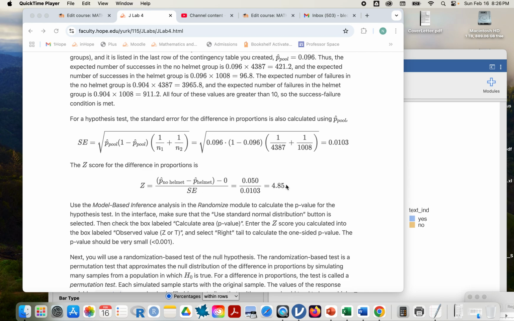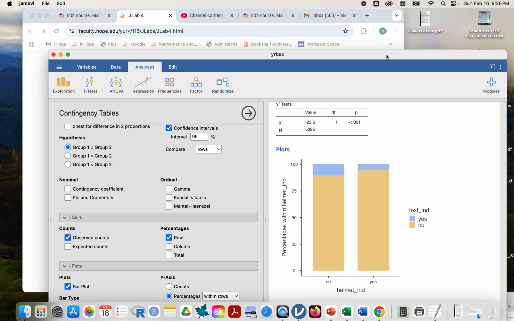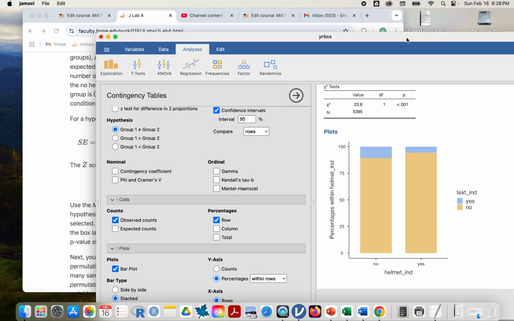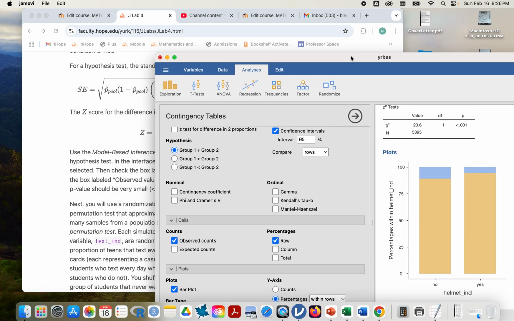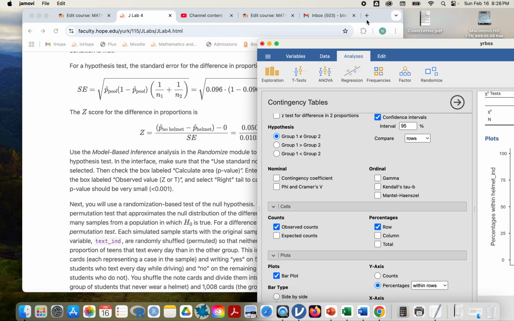Okay. A z-score of 4.85 is very far away from the middle. So our p-value is going to be tiny. It's going to be so small, it's going to be less than 0.001. So let's do this just briefly and show you how to get the p-value.